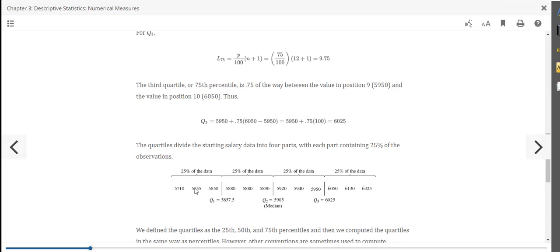So if we take a look at this picture, we have some data down here, and we can find the first quartile score. It turns out that's the 25th percentile, and that turns out to be 5857.5. So that means that 25% of the data is below there. So that's called the first quartile. The second quartile turns out to be 5905. That means that 50% of the data is below there. The third quartile score turns out to be 6025, and that means that 75% of the data is below there and 25% is above there.